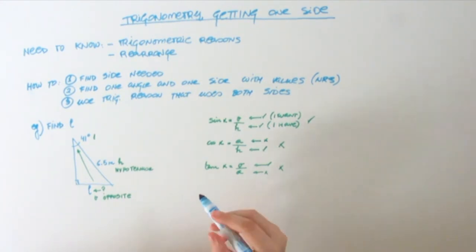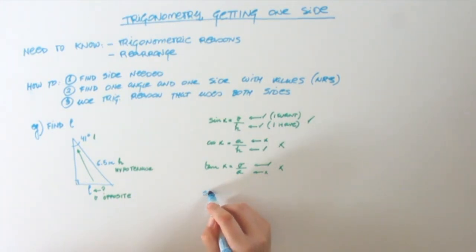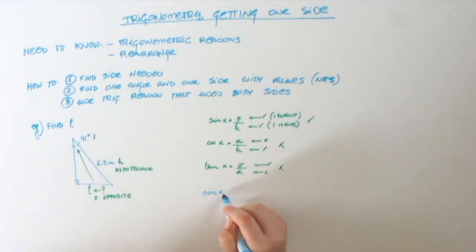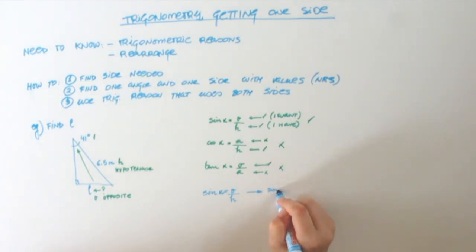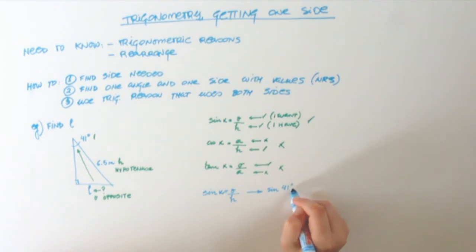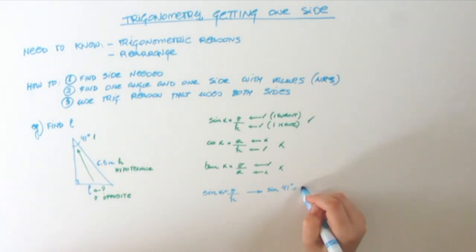So I write which one I'm going to use. Sine of x equals opposite over hypotenuse. And then I will begin substituting, putting in things that I know. Sine of 41 degrees, that's the angle, is the same as the opposite side, which is L, what I want, over 6.5 meters, which is the hypotenuse.